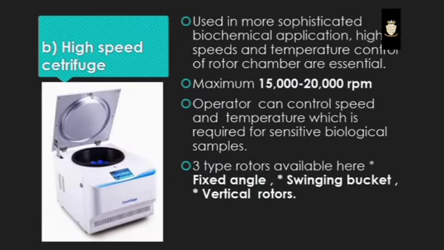Second one is the high-speed centrifuge. It is used in more sophisticated biochemical applications. Higher speeds and temperature control of the rotor chamber are essential. Maximum 20,000 rpm. The operator can control the speed and temperature, which is required for sensitive biological samples. Three types of rotors are available here: fixed angle, swinging bucket, and vertical rotors.